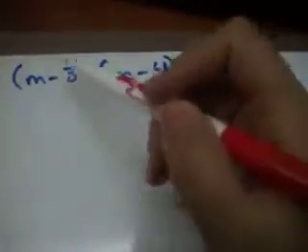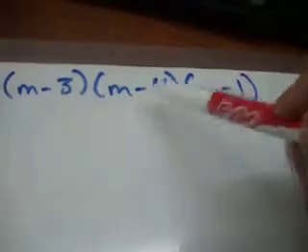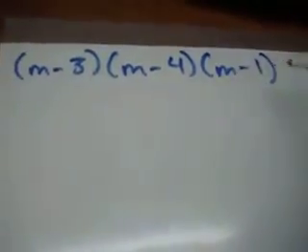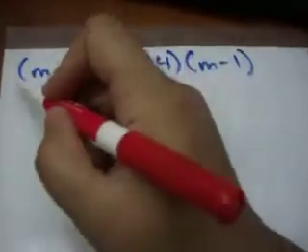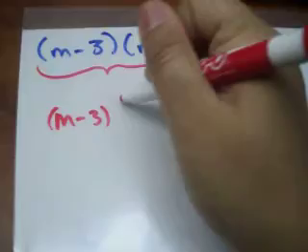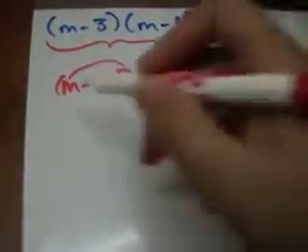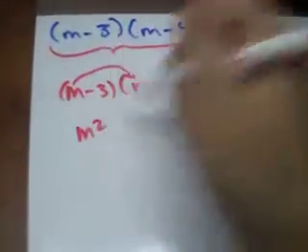Here we have three binomials: m minus 3, times m minus 4, times m minus 1. So what I would do is I would do two at a time. So I have m minus 3 and m minus 4. Okay? So distribute the first term, m times m, is m squared.